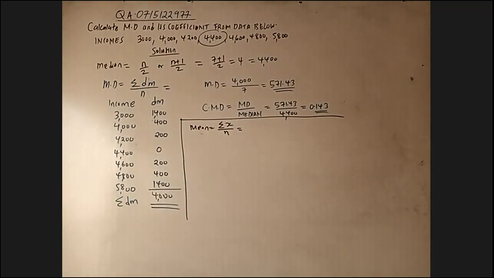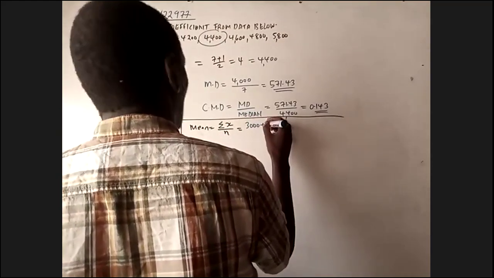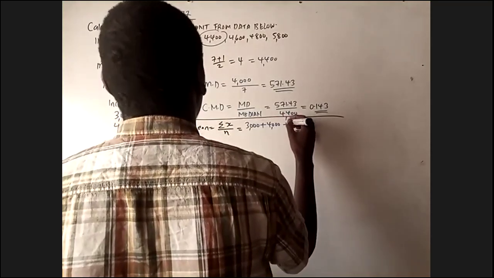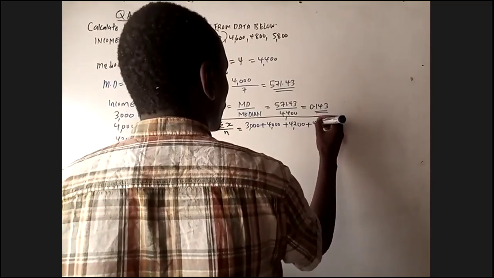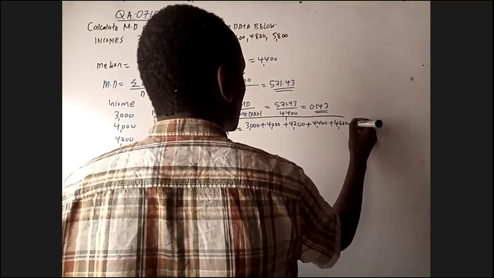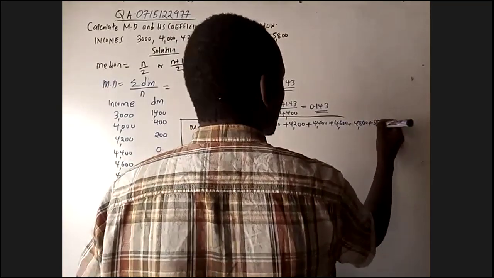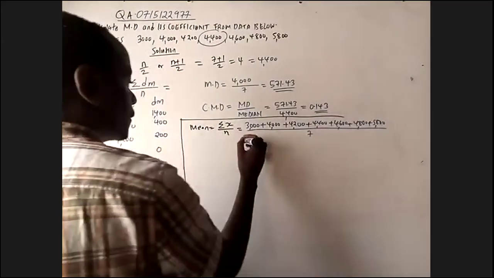Let's use mean also. The mean will be how much? 30,800. Let us do it for those who have not understood. 4,200, 4,400, 4,600, 4,800, 5,800. Divided by number of n, which is 7.